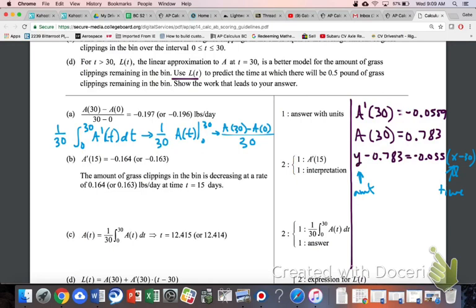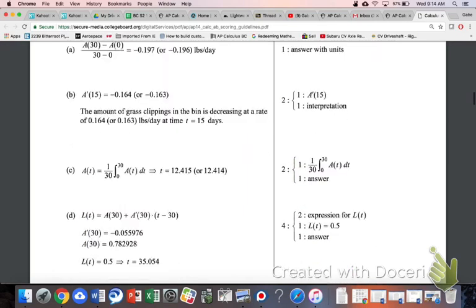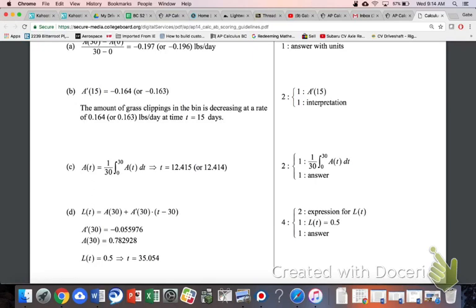So I didn't write an actual expression for L of t, but I found it without the answer. You got it right. That's definitely it. And then me plugging that in would be the other part. Because you replaced L with 0.5. Yep. Nice work. Any other follow-up questions?